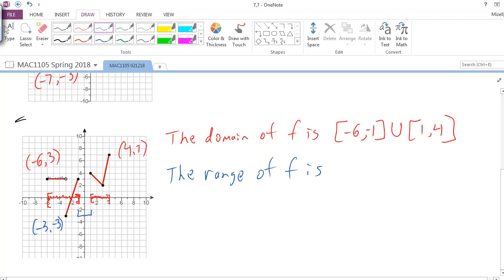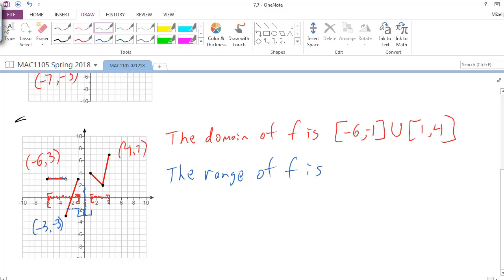And let's see if there are any gaps as we work our way upward. If we're wondering, is -2 in the range? The answer is yes, because we could go over to the left, and there's a point on the graph with an x-coordinate of -2. Let's just keep working our way up. Is +2 in the range?